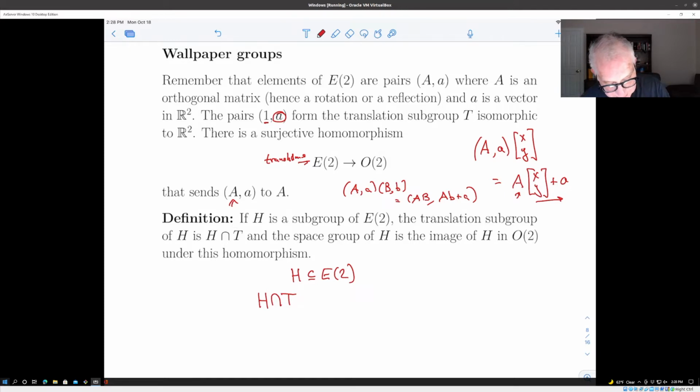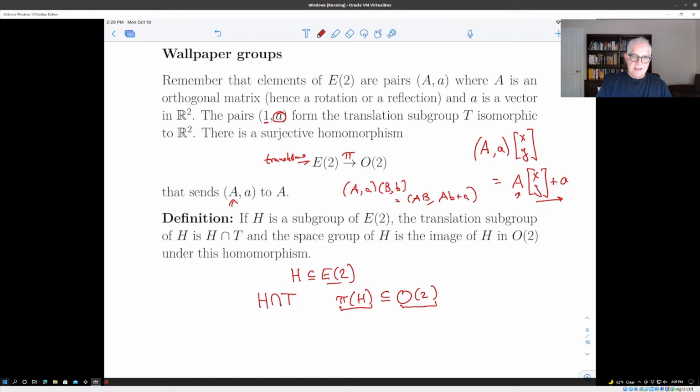If we call this map pi, for example, you can take pi of H, and that's going to be inside O of 2. And the subgroup of translations that actually belong to H is called the translation subgroup of H. And this group, which is not a subgroup of E of 2, but rather a subgroup of the orthogonal group, is called the space group, or sometimes the point group of H. And it's a subgroup of the group of rotations and reflections.